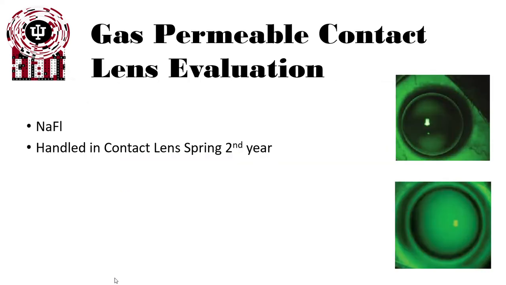We can also use negative staining to evaluate gas permeable contact lenses. This uses sodium fluorescein instilled to look to see how the lens fits, if it's too steep, if it's too flat, if they have underlying astigmatism patterns, what's going on with the contact lens fit.